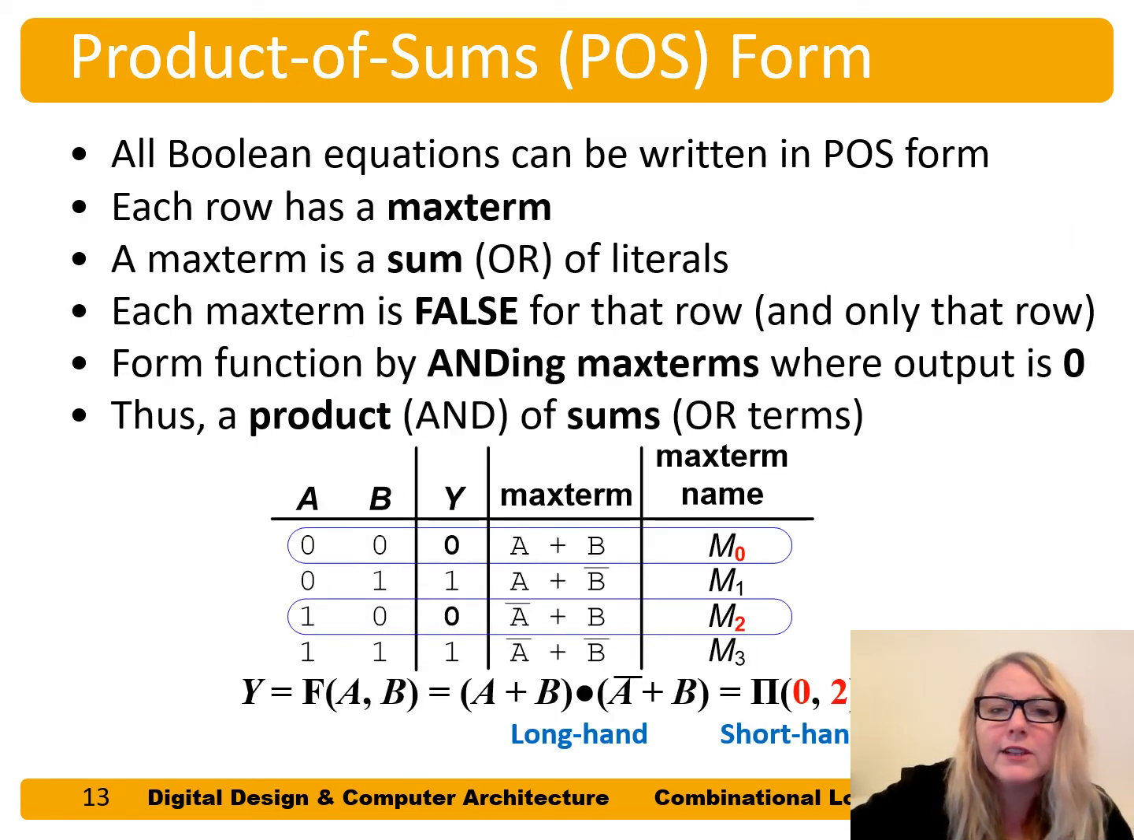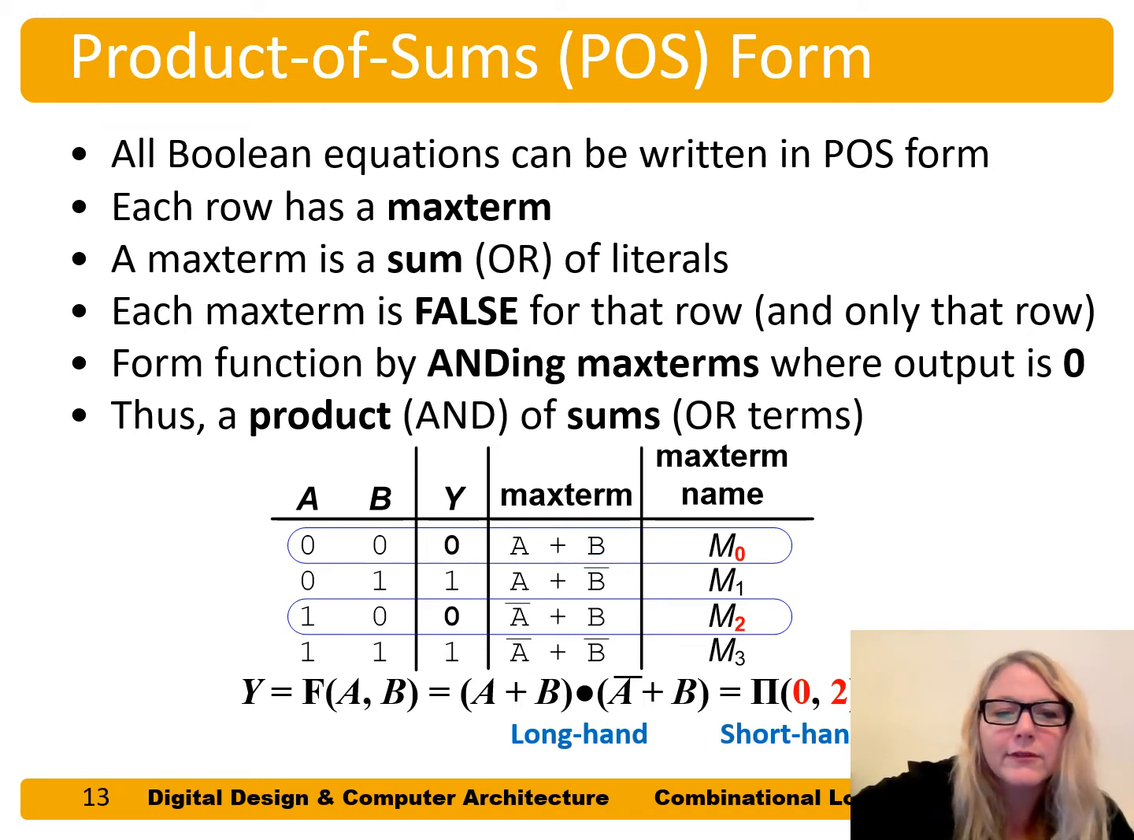And so to recap, each row has a max term associated with it as well, and these max terms are also given numbers. Max term 0 to 3. The subscript is the binary value of the inputs. Remember, it starts at 0 and not 1. A common error is to call that max term 1, which would be wrong. And this max term is false. This OR term is false for that input combination and only that input combination.